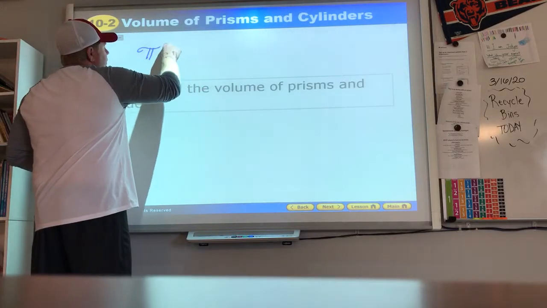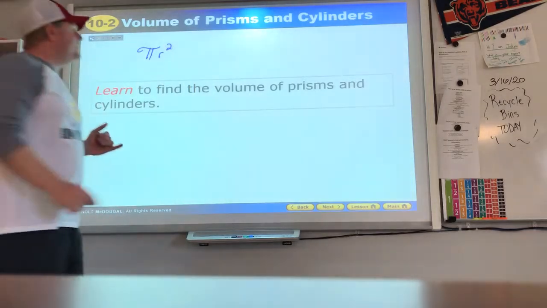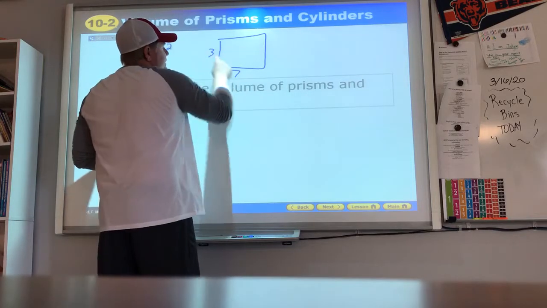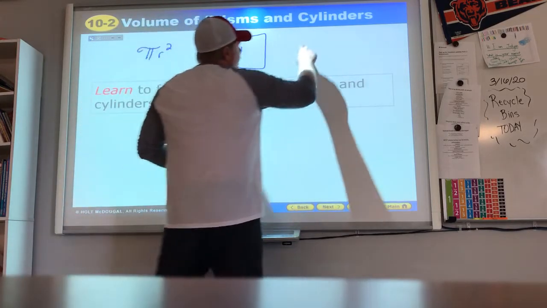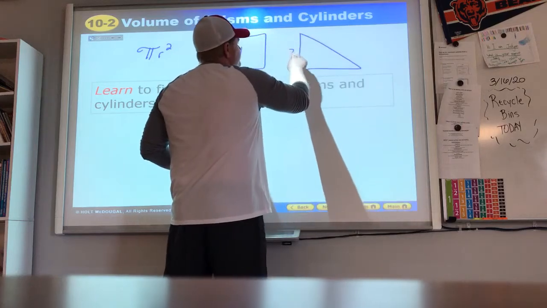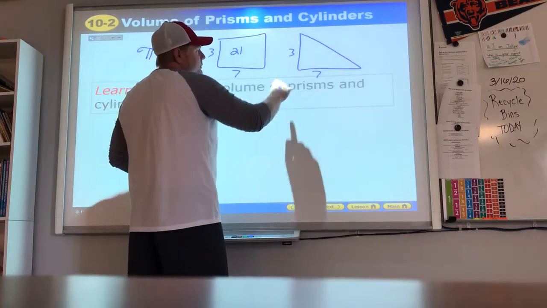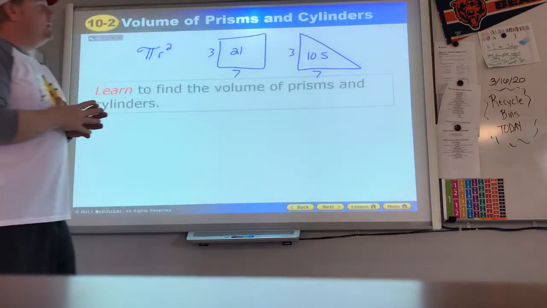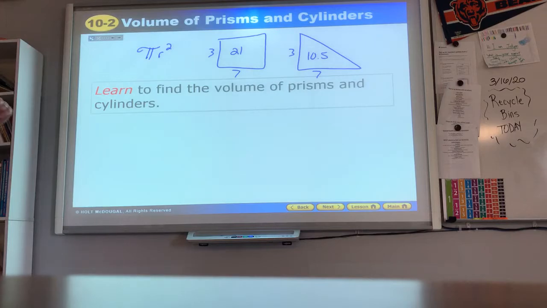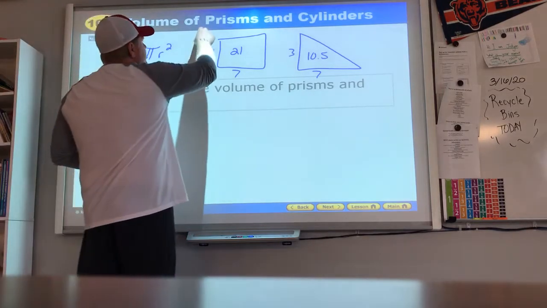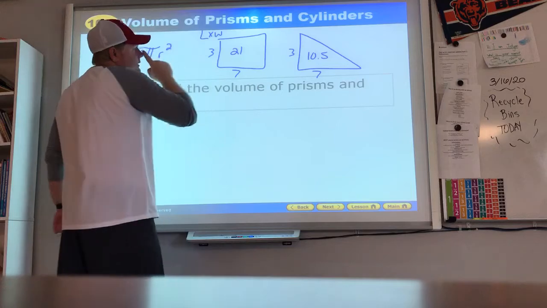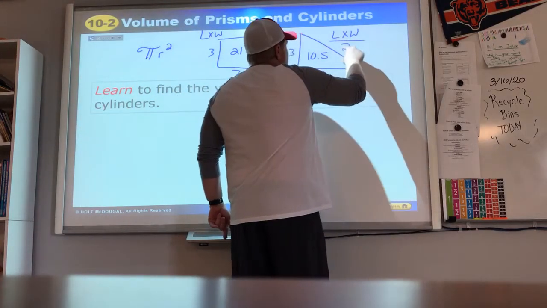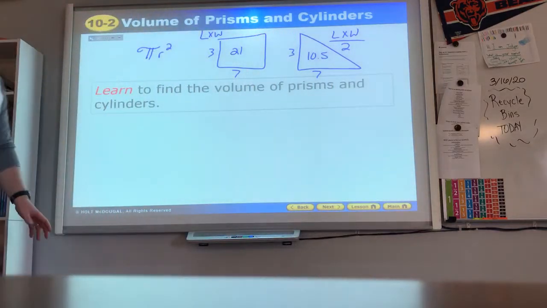Pi r squared. Area of a rectangle: 3 times 7, 21. Area of a triangle: 3 times 7 divided by 2, that would be 10.5. You must be able to remember how to do all of these. So, pi r squared, length times width, and length times width divided by 2. If you can remember those, this isn't too bad.